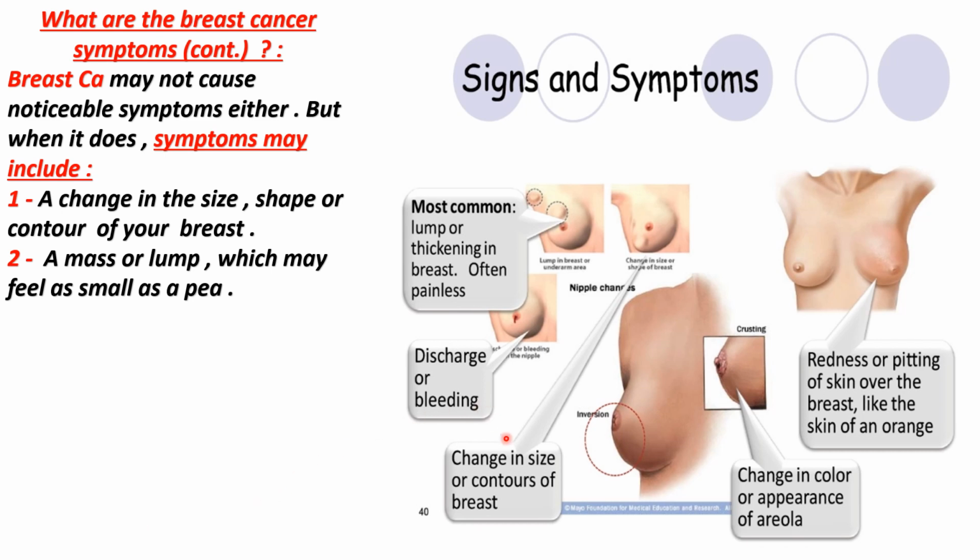In this slide, we are seeing many signs and symptoms of breast cancer. Most common, a lump or thickening in the breast, often painless. Discharge or bleeding of the nipple. A change in size or contours of the breast. Redness or pitting of skin over the breast, like the skin of an orange. A change in color or appearance of the areola.